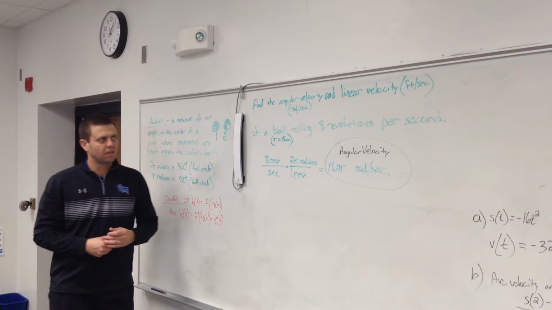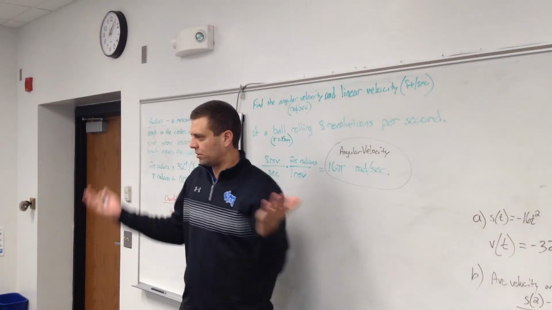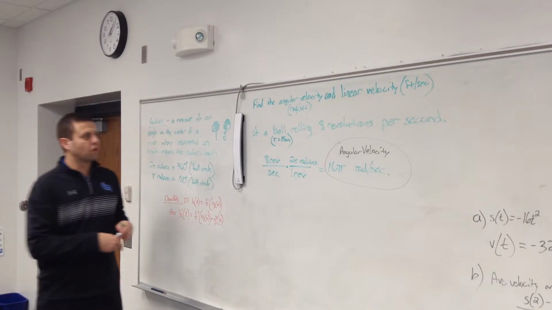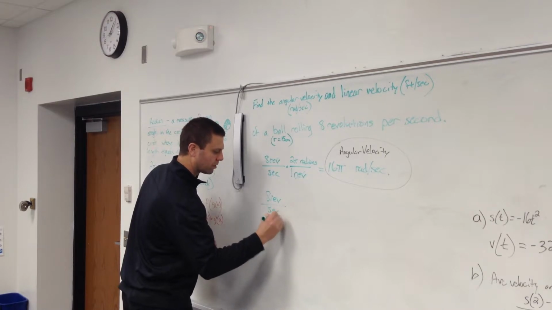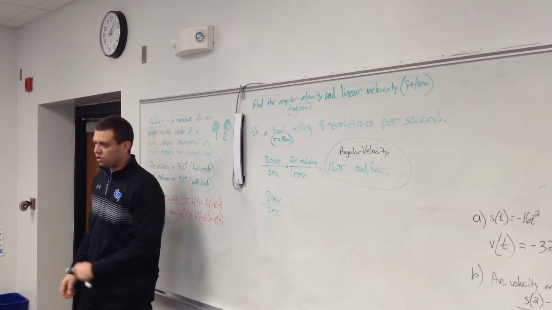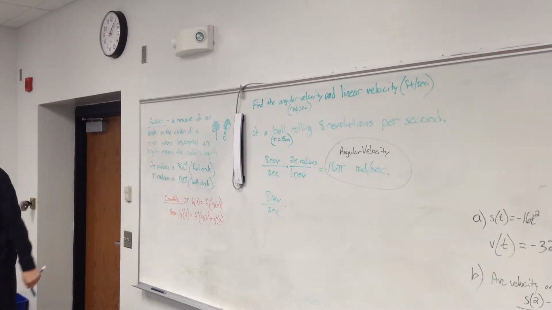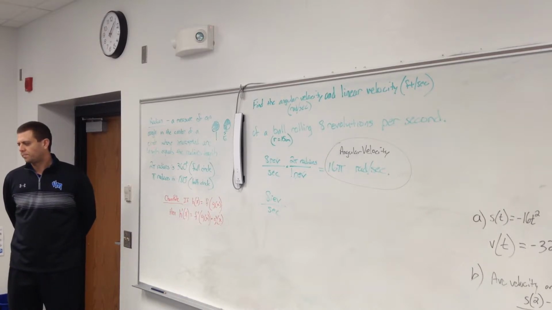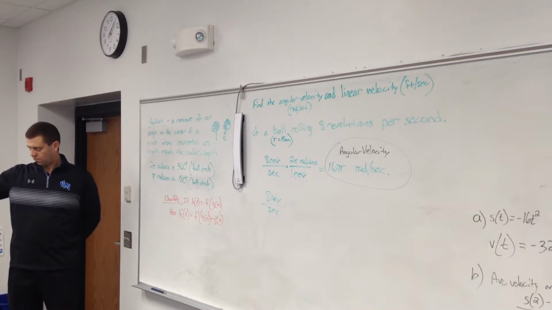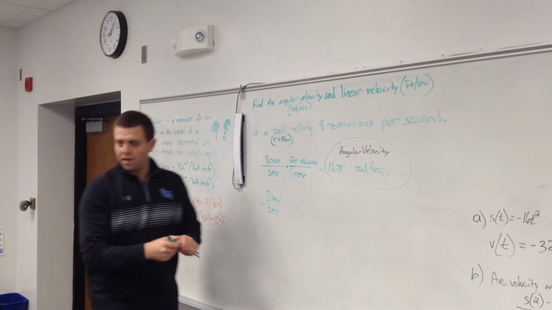Okay, linear velocity. I want to know how fast this ball was moving in, let's just say, feet per second. So I know that the ball is making 8 revolutions per second. So I somehow need to change revolutions to feet. We have the radius, so what can I do with that? Can't you say that 1 revolution would be the circumference, right?